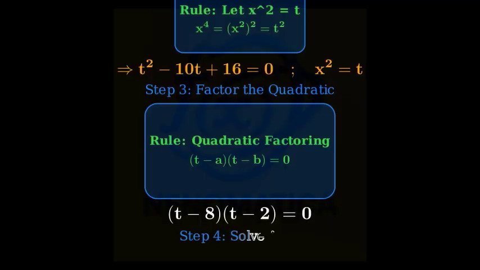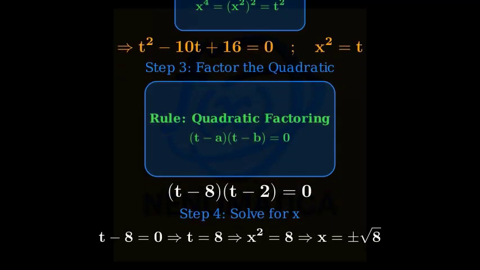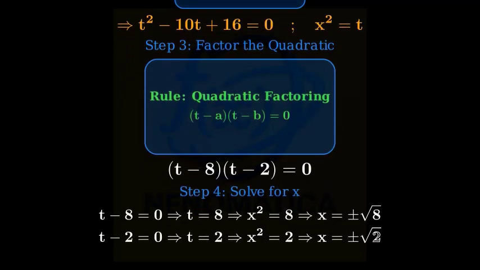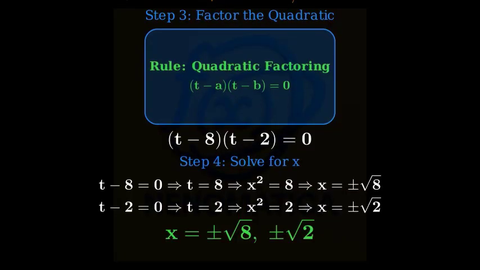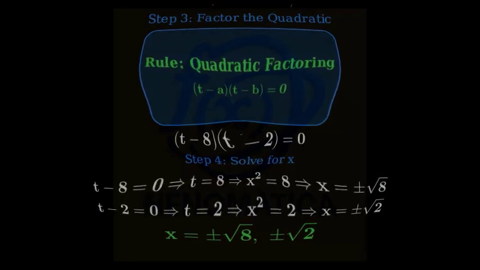Step 4. Solve for t and then for x. From t minus 8 equals 0, we get t equals 8. So x squared equals 8, and x equals plus or minus square root of 8. From t minus 2 equals 0, we get t equals 2, so x squared equals 2, and x equals plus or minus square root of 2. Final answer. The zeros are plus or minus square root of 8, and plus or minus square root of 2.